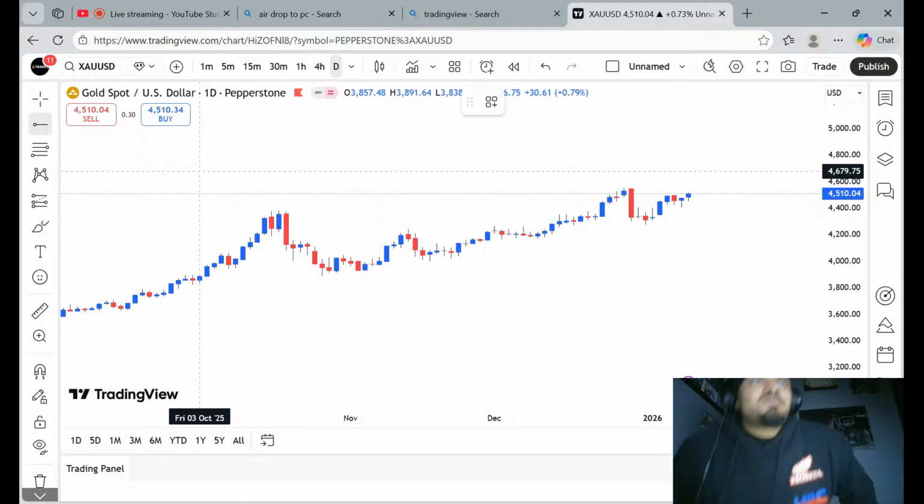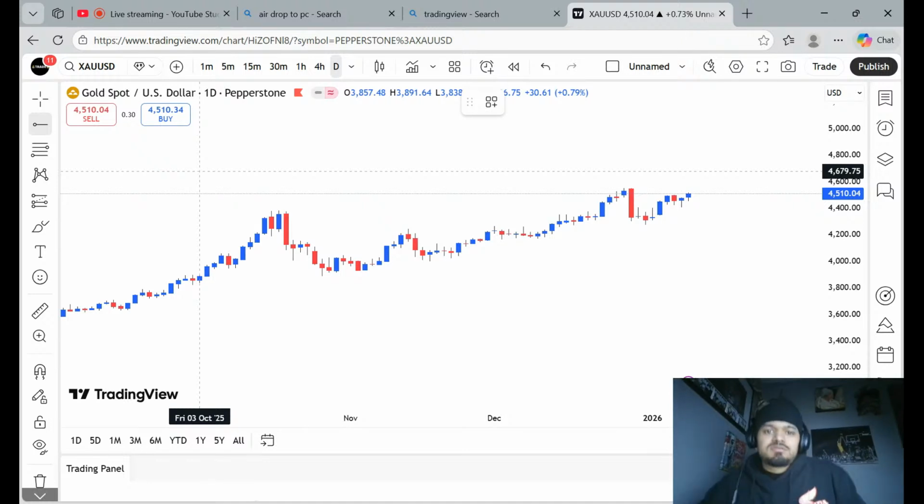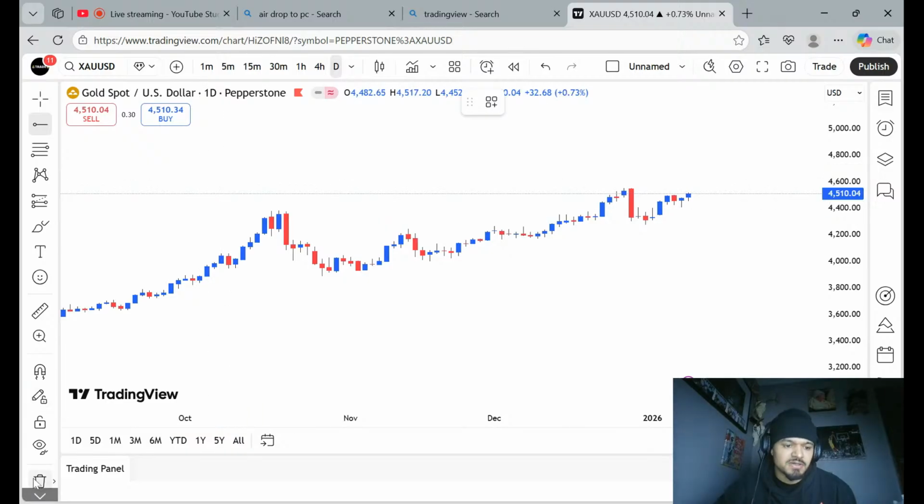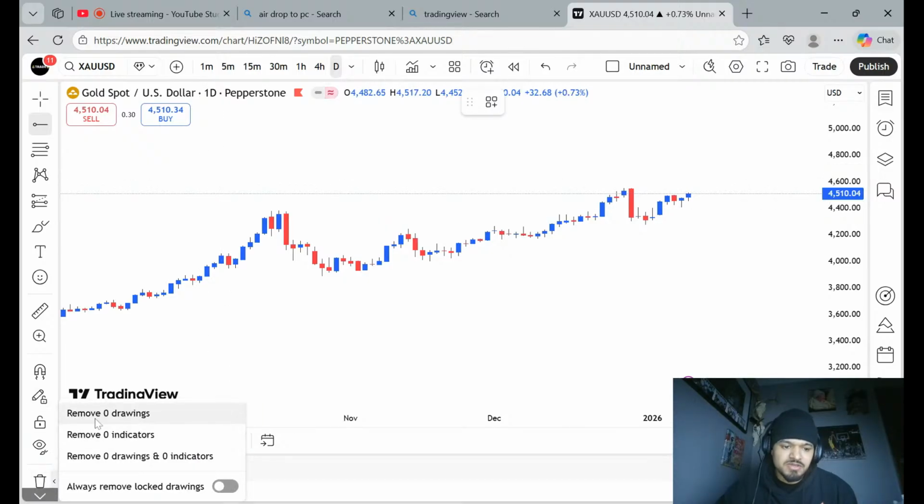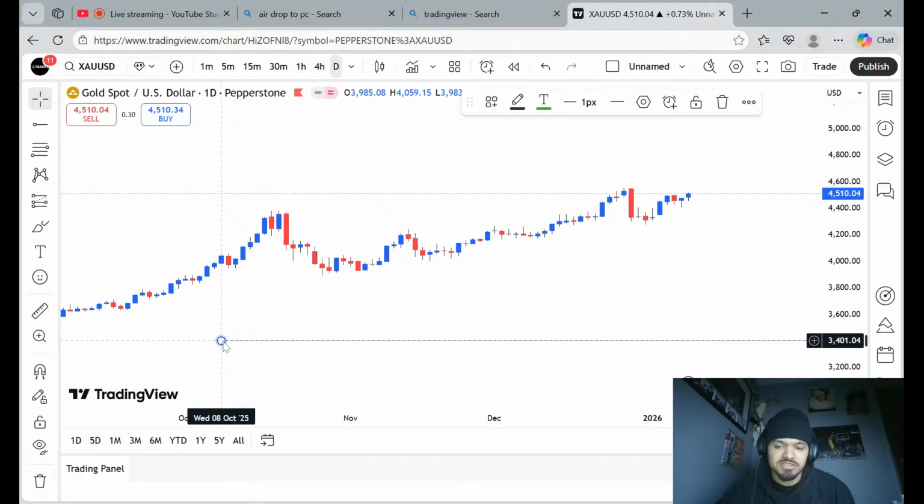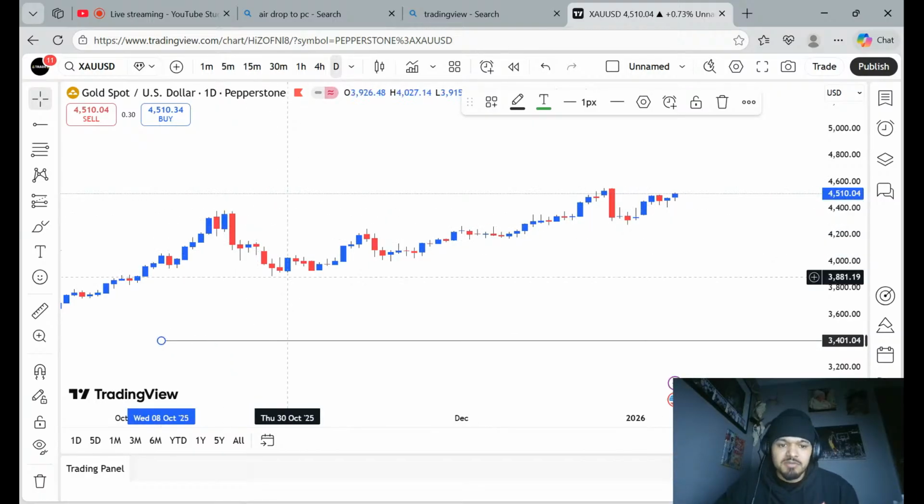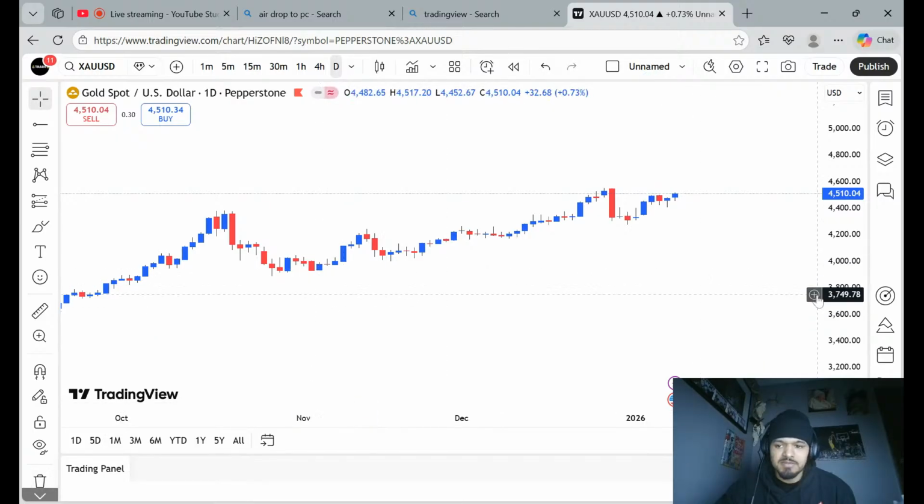Every time I mark up my charts, I always, every week for the most part, just literally start from fresh. I just hit remove drawings and clear the whole chart so I can get a fresh view on the market, and maybe if I see something different, it might make me take a better trade.